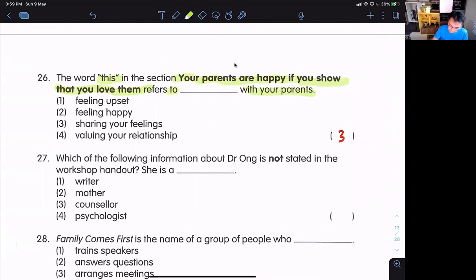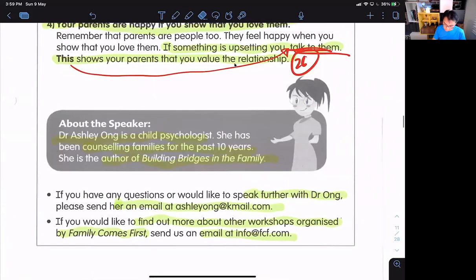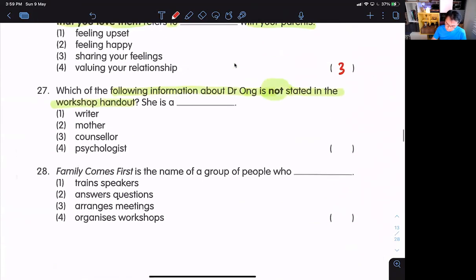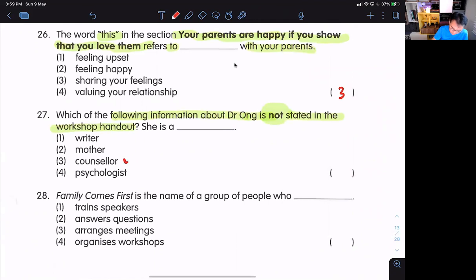Okay, question 27. Which of the following information about Dr. Ong is not stated in the workshop handout? Okay, not stated. So Dr. Ong is a child psychologist. She's counseling. She's an author, right? Okay, let's see. So she is a counselor because she's counseling. She is a child psychologist and she's an author or writer. Therefore, she is a mother, is not stated. Okay, not stated in the workshop handout. She is not stated as being a mother.